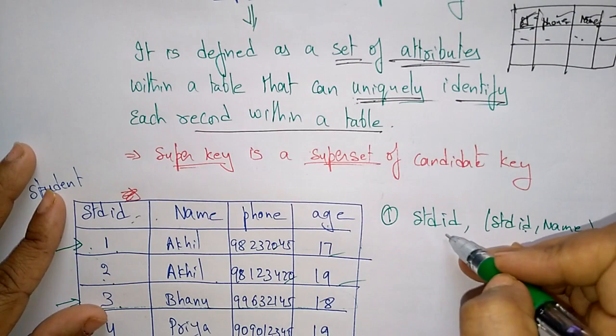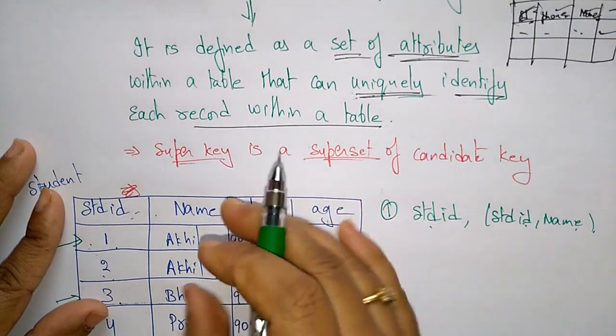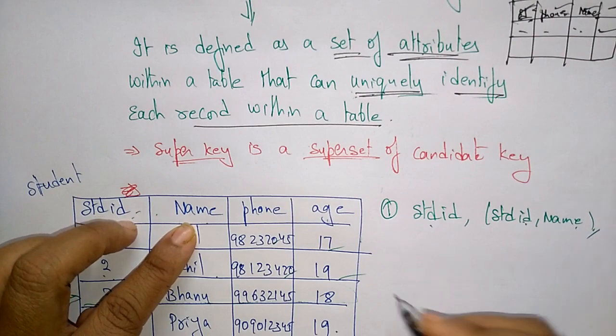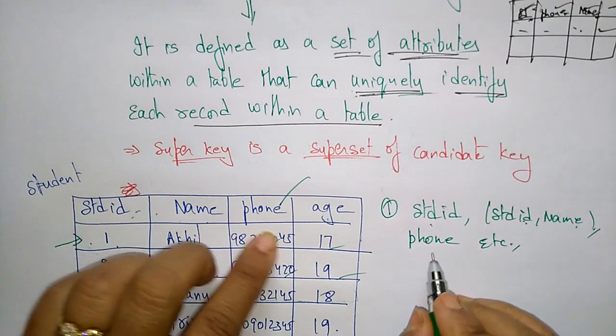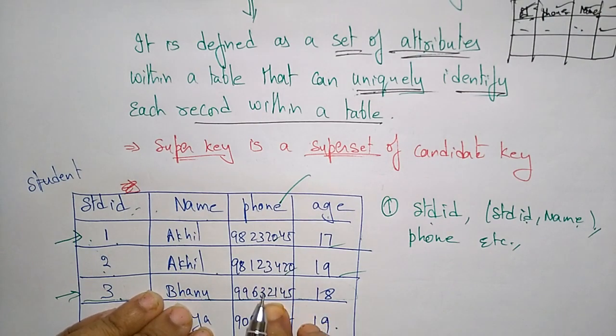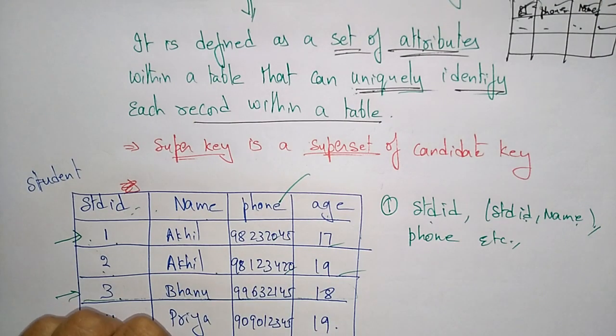So that may be a single attribute or a set of attributes. With the help of only student ID, you can fetch each record. Or with the help of student ID and name, you can fetch the record. Or with the help of only phone number, you can fetch the record. So phone number is also a unique identification. It means the same phone number will not be held by two people. I have one phone number, and the same phone number will not be held by another person. So this is also unique, and here the phone number is also a super key. A key is used to identify each record uniquely. That is the main concept.